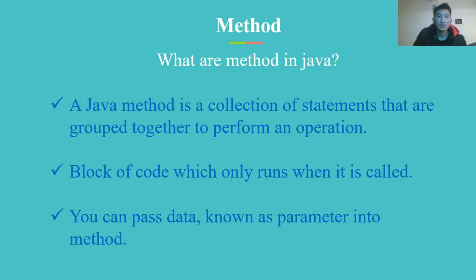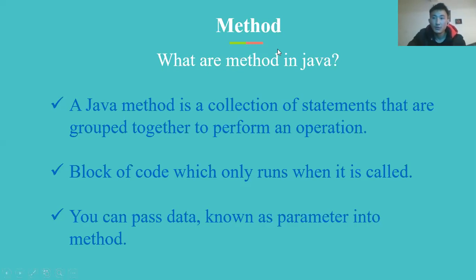So the second element is methods. What are methods in Java? In Java, a method is a collection of statements that are grouped together to perform an operation, any kind of function. It can also be defined as a block of code which can be run only when it is called.